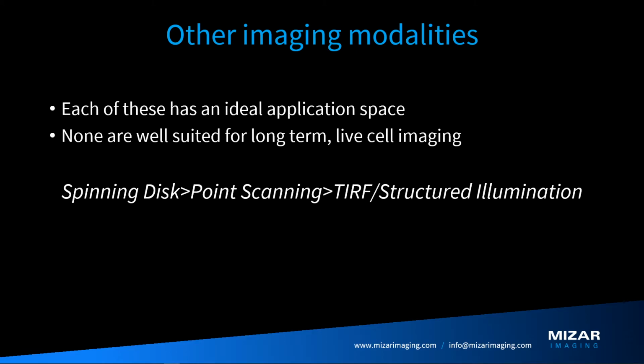So each of these imaging modalities has their ideal application space. From looking at super resolution images to dissect the interactions and things that you couldn't see with normal microscopy, to confocal microscopy, where you're trying to get the prettiest image possible. But none of these are very well suited for long-term live cell imaging. If you look at the order, the spinning disk is probably the best, followed by point scanning, followed by TIRF and structured illumination.